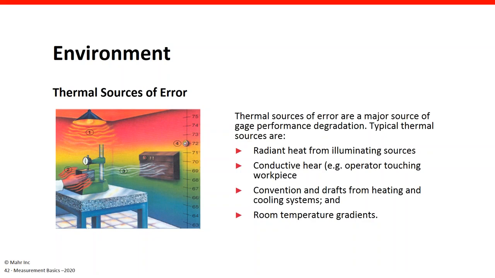The environment is the biggest contributor. We talked about that a little bit previously. There's lots of thermal sources of error, from the radiant heat from the lights, from conductive hands touching the pieces, convection drafts, and so forth, room temperature gradients. When you're measuring the submicrons, the environment can be a very big contributor, especially temperature.